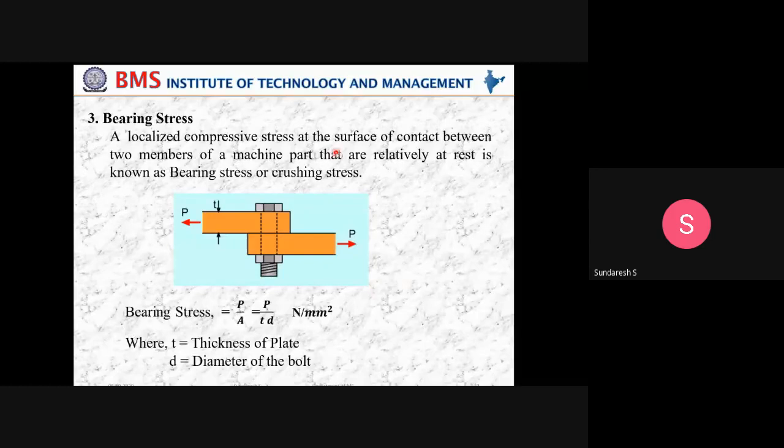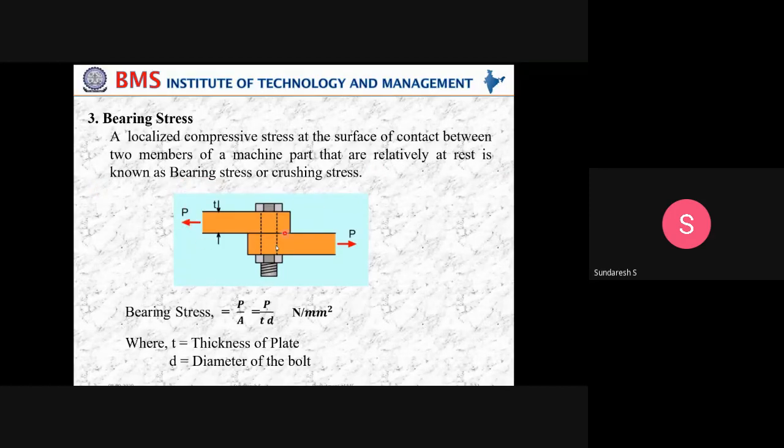Then the third type of stress that I wanted to discuss is bearing stress. A bearing stress is a localized compressive stress at the surface of contact between two members of a machine part that are relatively at rest. It is known as bearing stress or crushing stress.